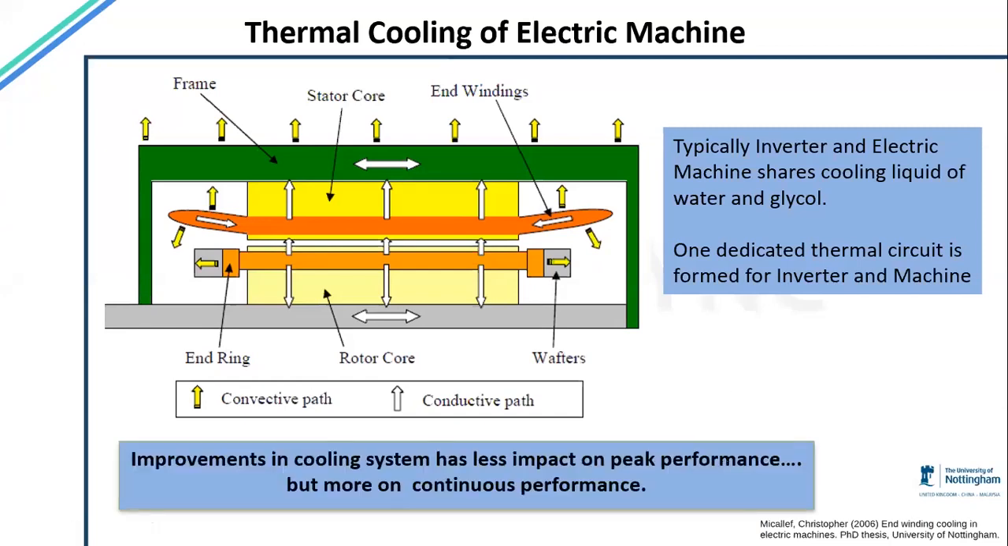Mostly the limitation of peak performance comes from the inverter, because the thermal mass of the electric machine is very high. The temperature coefficient is much higher for the electric machine, so it takes say 1 or 2 minutes to reach steady state, whereas the inverter will be in seconds. Maybe in 10 seconds it reaches peak temperature. So the inverter and the machine, we have to consider these thermal constraints together.